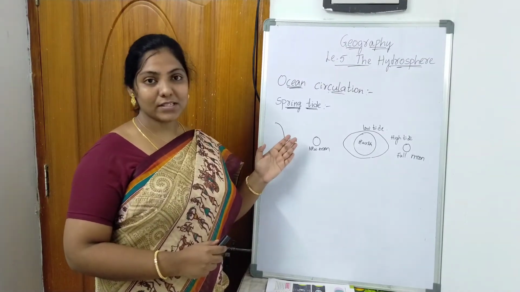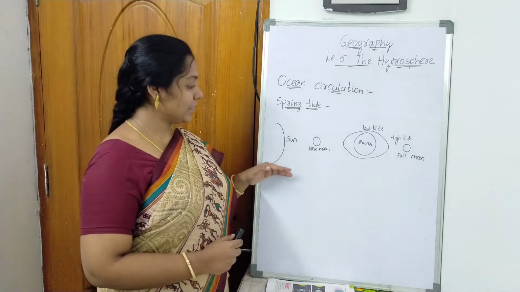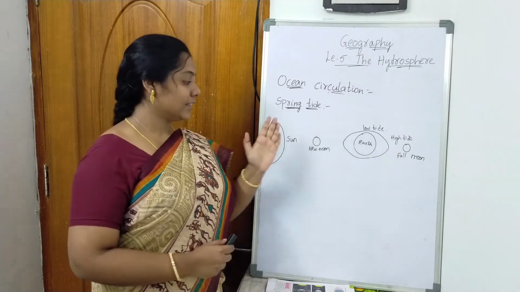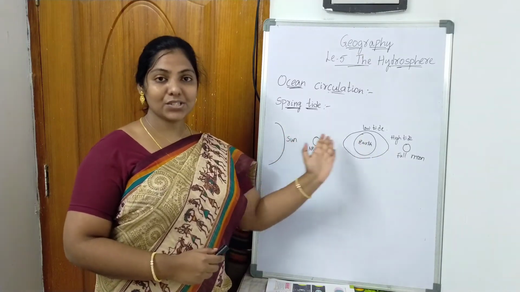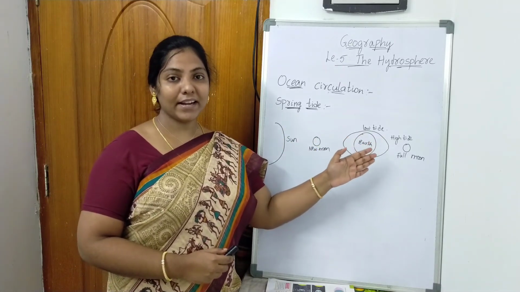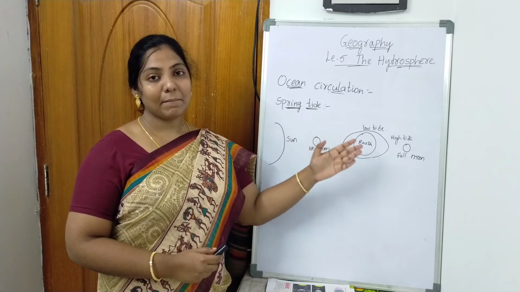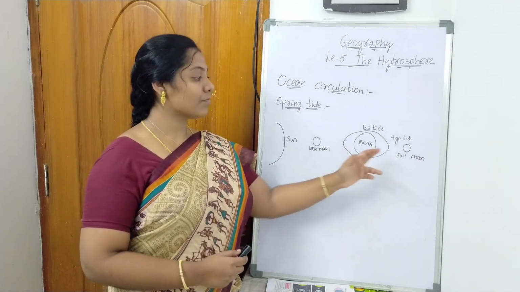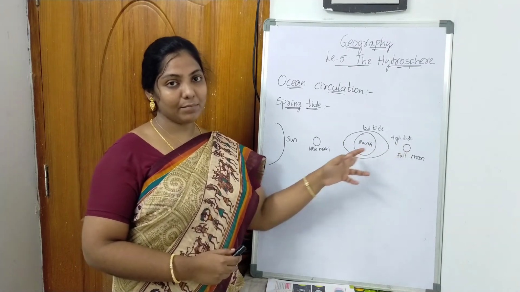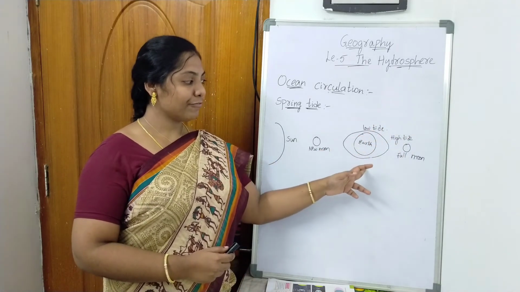Let us learn about spring tides and neap tides. First, let us see what a spring tide is. In a spring tide, the sun, the moon and the earth are in a straight line. So all these are exerting combined gravitational pull, thus forming a bulge on both sides of the earth. The ocean water is rising on both sides, thus forming high tides, and low tides are formed here.